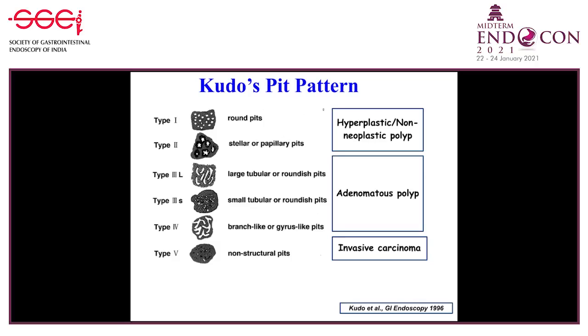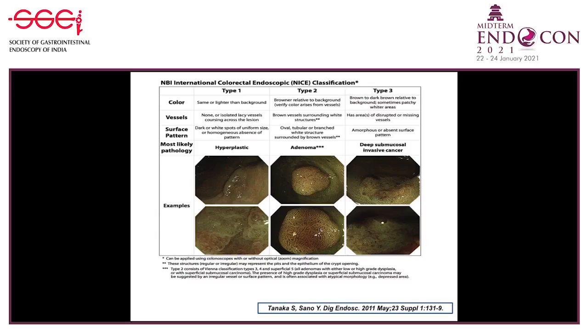Types 3 and 4 denote adenomatous polyp. In type 5, the polyps do not have any definite structure. These are called non-structural pits. Based on these patterns alone, you can make a judgment as to the likely nature of the polyp. If it is type 3 or 4, then the polyp is likely to be adenomatous. If it is type 5, then it's probably an invasive carcinoma, and this patient needs to be referred for surgical management. Next we move on to the vascular pattern and how the surface pattern and vascular pattern are combined together to reach a conclusion about the type of polyp.